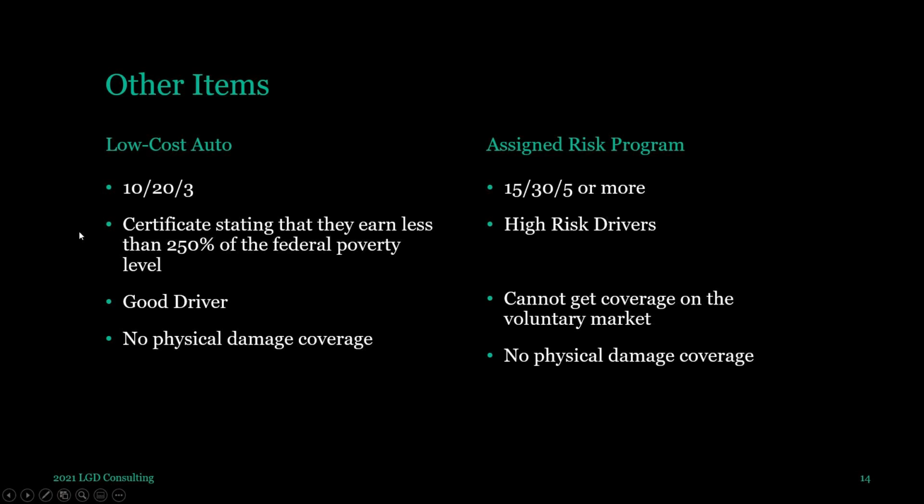All right. And then we have the assigned risk program, which a lot of states have. This is for high-risk drivers. If you have multiple tickets, multiple accidents, DUIs, nobody wants to insure you. But you've got to have insurance. And so you apply to the assigned risk program where you can buy a liability policy. Again, it's for high-risk drivers that can't get coverage anywhere else. And again, there's no physical damage coverage. It's only covering liability in case you, a high-risk driver, hit someone and injure them.